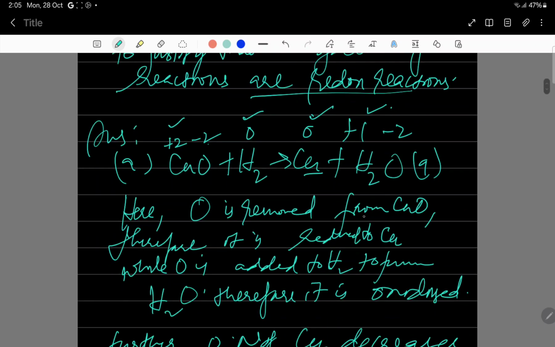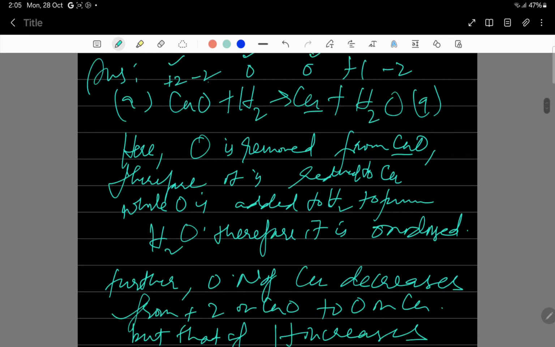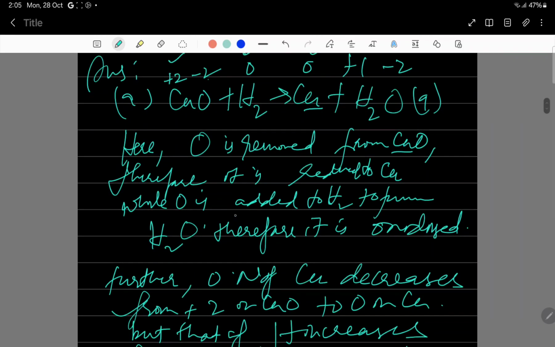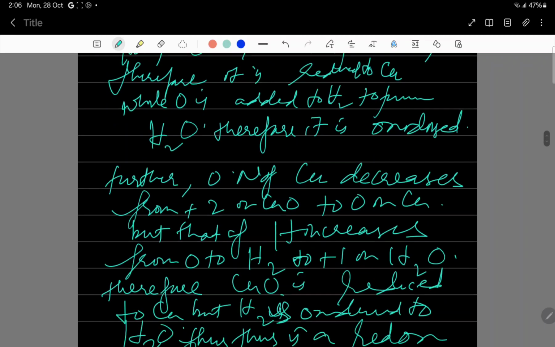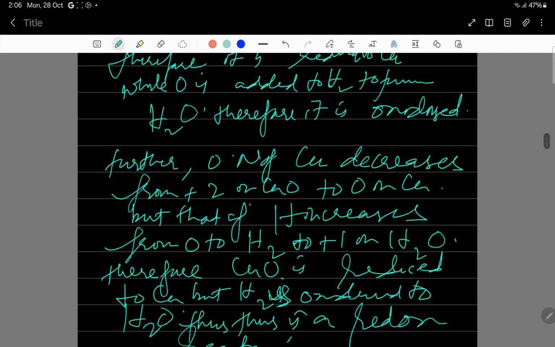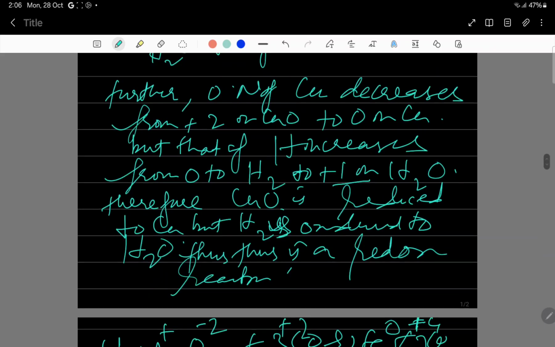So oxygen is removed from copper oxide, therefore it is reduced to copper, and oxygen is added to hydrogen to form H2O, therefore it is oxidized. Further, the oxidation number of copper decreases from +2 in copper oxide to 0 in copper, but that of hydrogen increases from 0 to +1 in H2O. Therefore copper oxide is reduced to copper, but H2 is oxidized to H2O, thus this is a redox reaction.